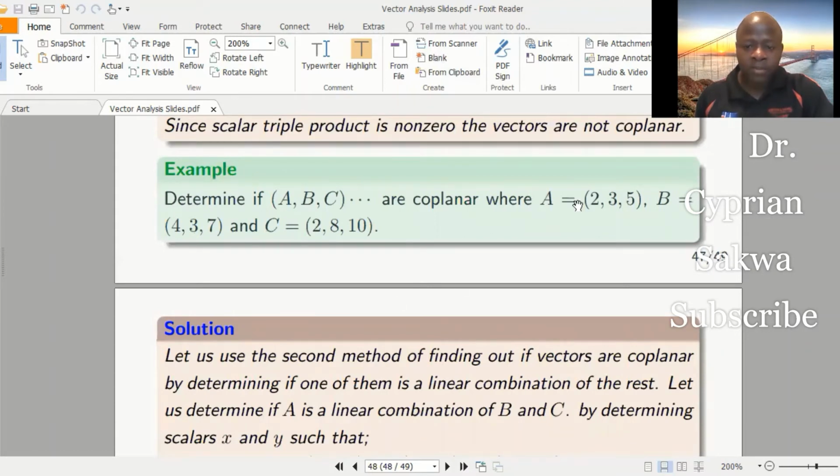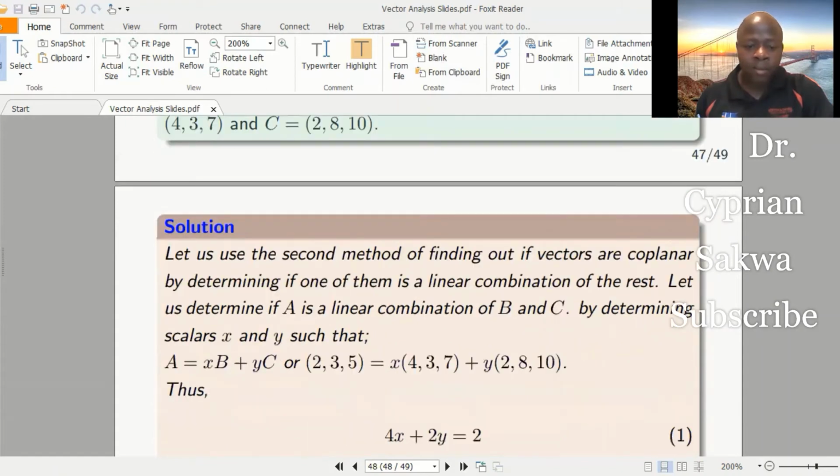I want to see if, for instance, A can be written as a linear combination of B and C. That's what I want to see. And we know the definition: if A is written as a linear combination of B and C, then we can obtain scalars x and y such that A can be written as x times B plus y times C. And this is my A, x times B plus y times C.